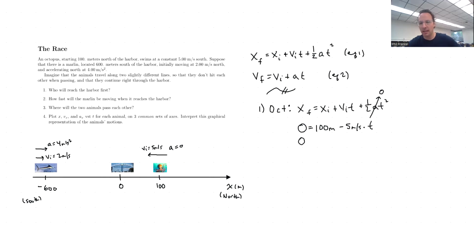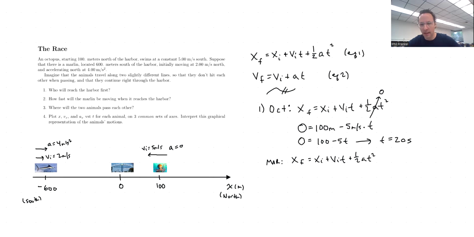Once I plug in my numbers with the units, and you should plug in with the units, you can then remove the units for ease of calculation. I think you can see here that t equals 20 seconds. So the octopus makes it to the harbor in 20 seconds. How about the marlin? Same thing. Kinematics equation 1 will allow us to find the time at which the marlin reaches the harbor. If it's more than 20 seconds, I guess the octopus wins. If it's fewer than 20 seconds, the marlin wins.